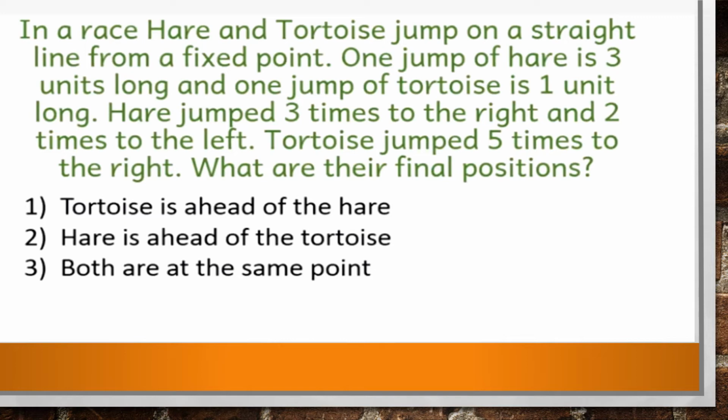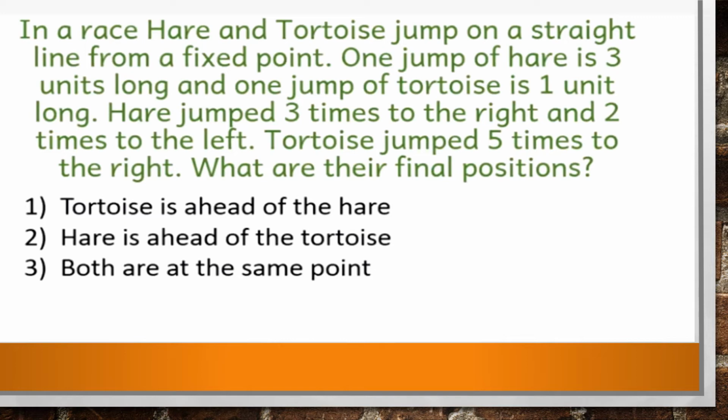Okay, तो जब हेयर जंप करता है तो उसकी एक जो छलांग होती है, एक जंप हो, वो 3 यूनिट्स लंबी होती है, मतलब 3 यूनिट्स बाद वो नीचे गिर आता है. Whereas एक टॉर्टोइस जब चलता है तो it only crosses 1 unit long. Okay, so hare jumped 3 times. अगर वो 3 times जंप करता है to the right and 2 times to the left, पहले वो 3 times right जाता है, फिर 2 times left जाता है.